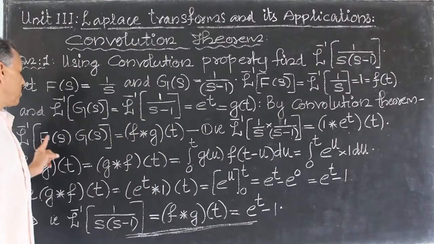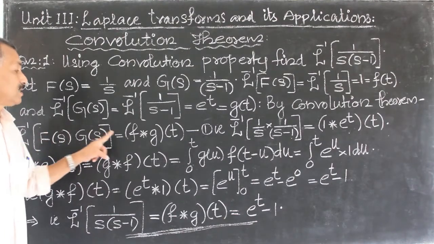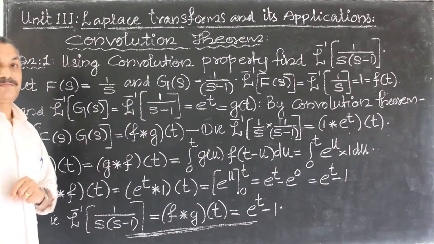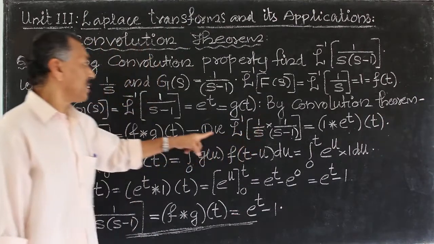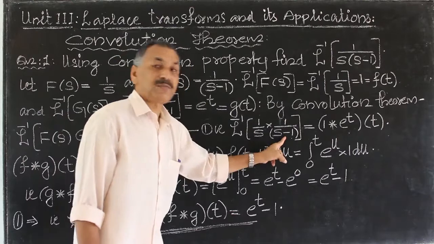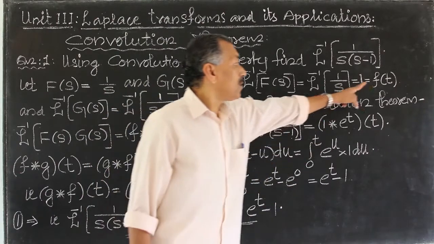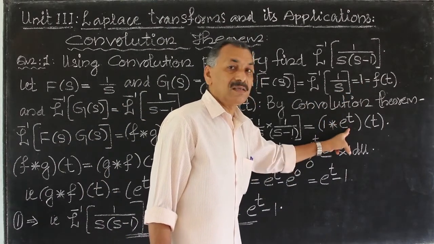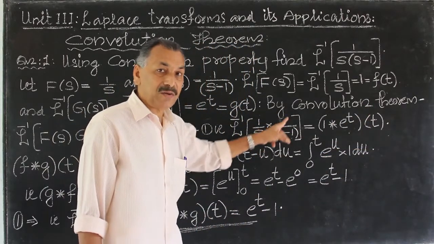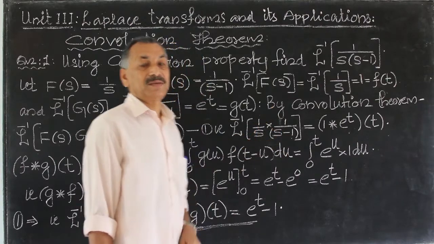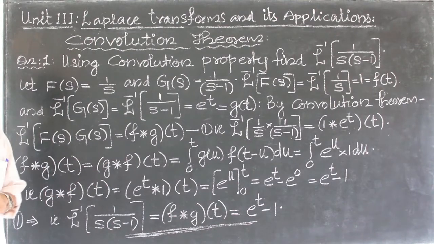the inverse Laplace of F(s) into G(s) is equal to f star g of t. That is, the inverse Laplace of F(s) equal to 1 divided by s, into G(s) equal to 1 divided by s minus 1, is equal to f star g. What is f of t? f of t is 1, and g of t is e raised to t. Then the inverse Laplace of 1 divided by s into 1 divided by s minus 1 is f star g of t, which is equal to g star f of t.